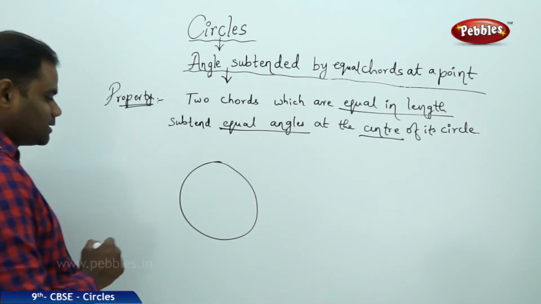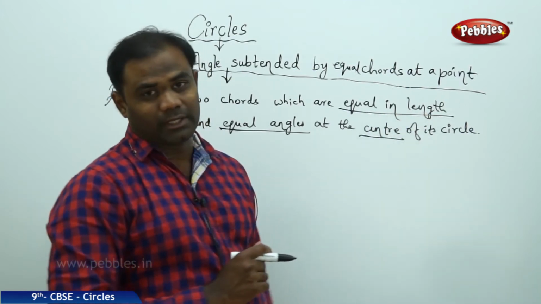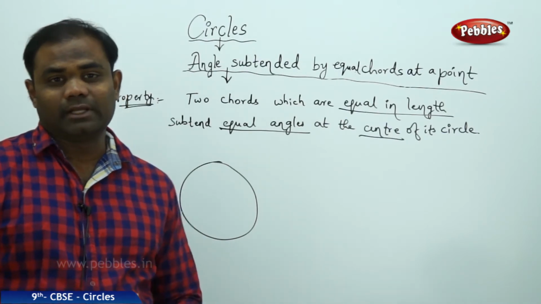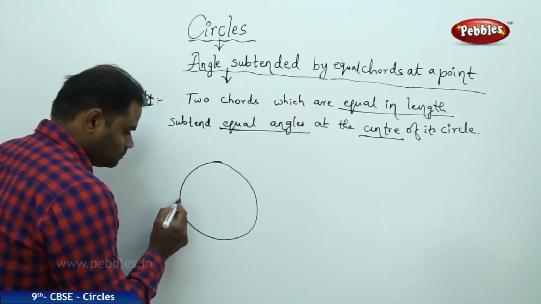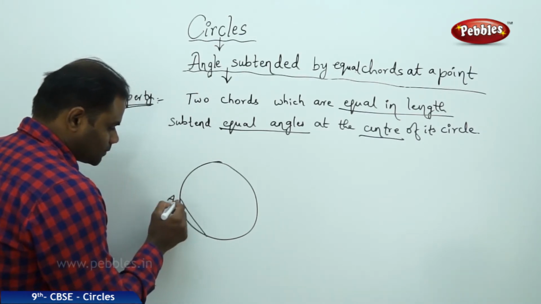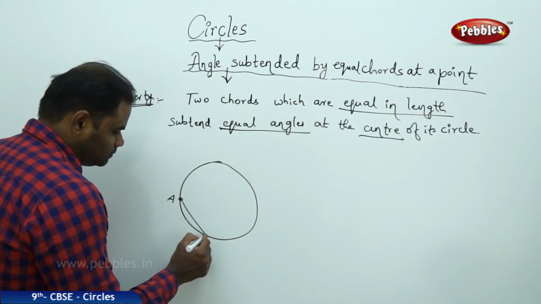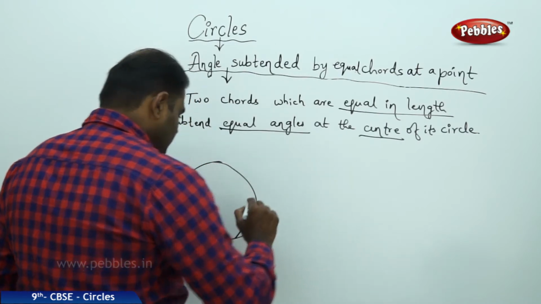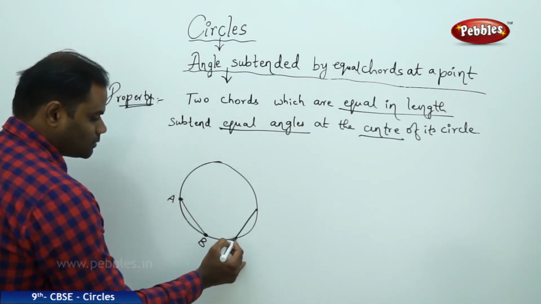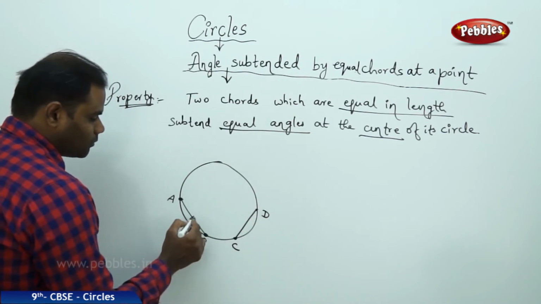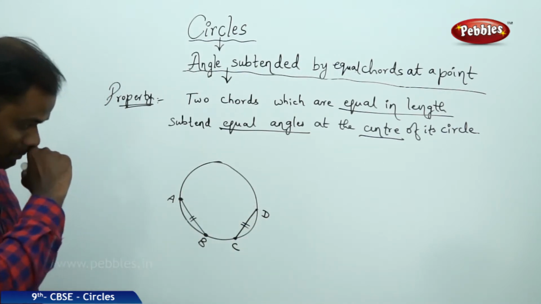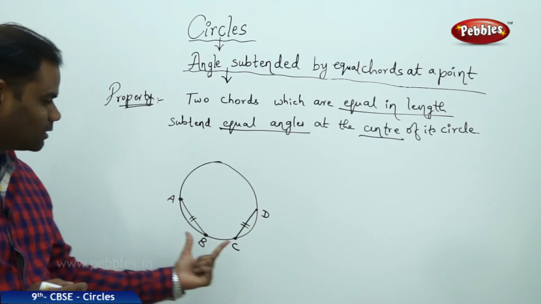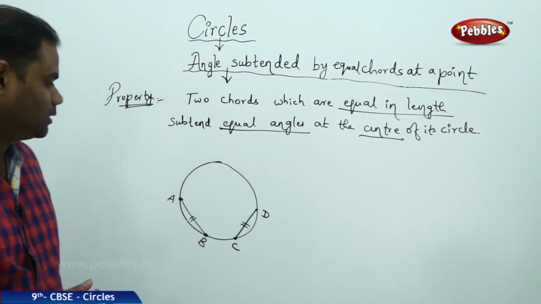Now the property says that if I take two chords which are equal in length, so let me take chord AB and CD which are equal in length. So I take the chord AB and I take the chord CD, provided they are equal in length. So with the first condition that the chords are equal in length, I have chosen the chord AB and the chord CD which are equal in length.